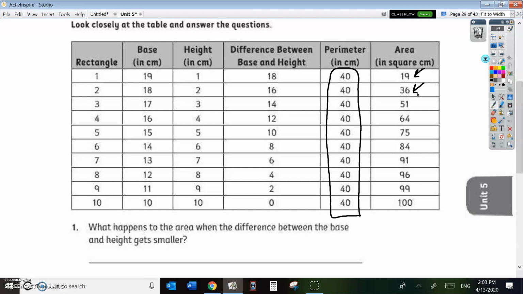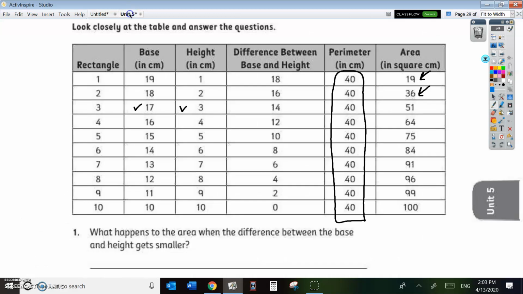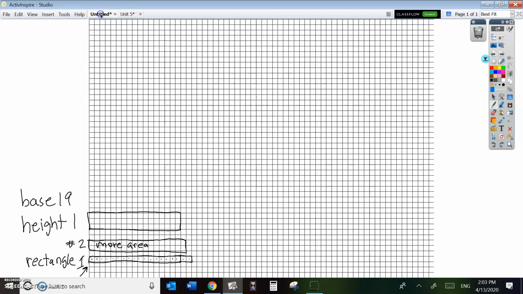So let's draw rectangle 3. It's 17 by 3. So here's 17 and there's 3. So you can tell that it's getting larger and larger. I think the pattern continues. 16 and 4, yes, so here's 16 by 4. Again, the distance around the outside is called the perimeter, and the perimeter for all of these is the same.